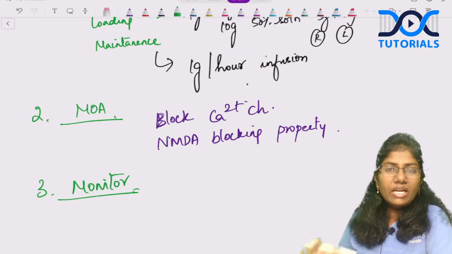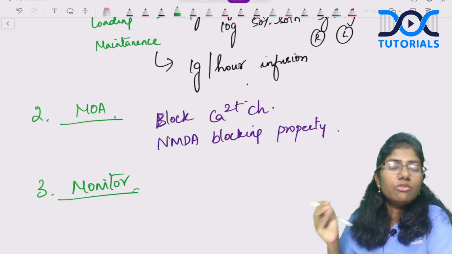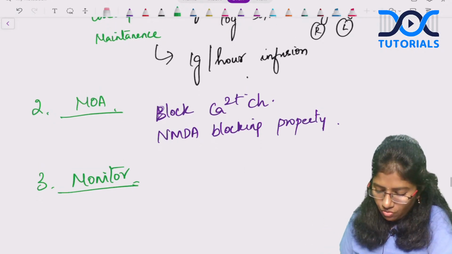Yes, therapeutic index is very narrow. So even a marginal increase in the serum levels of magnesium would lead to toxicity. Okay.